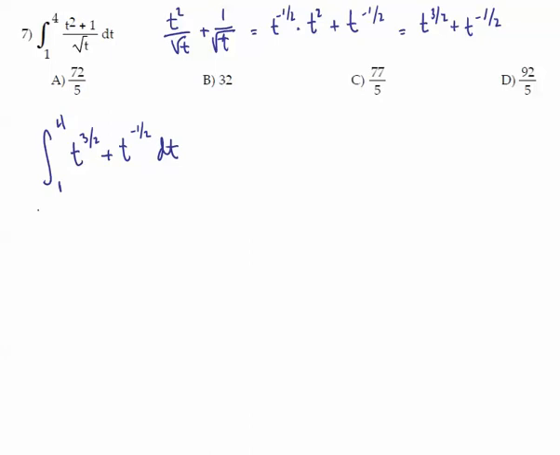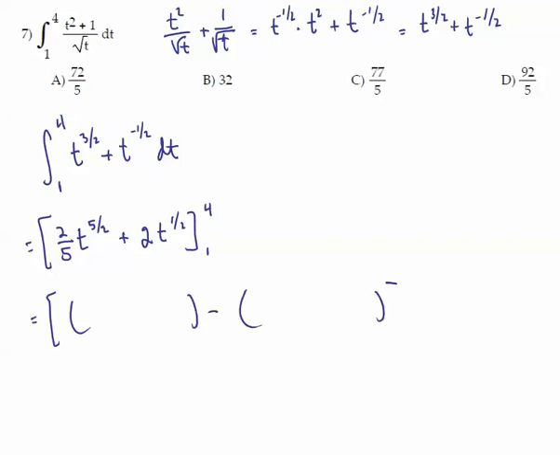Alright, so we're going to anti-differentiate. T to the 3/2 becomes t to the 5/2 over 5/2, or 2/5 t to the 5/2, plus t to the 1/2 divided by 1/2, 2 t to the 1/2, and from 1 to 4. So if you recall our strategy, again, we're going to have two expressions here subtracted from each other. 2/5.